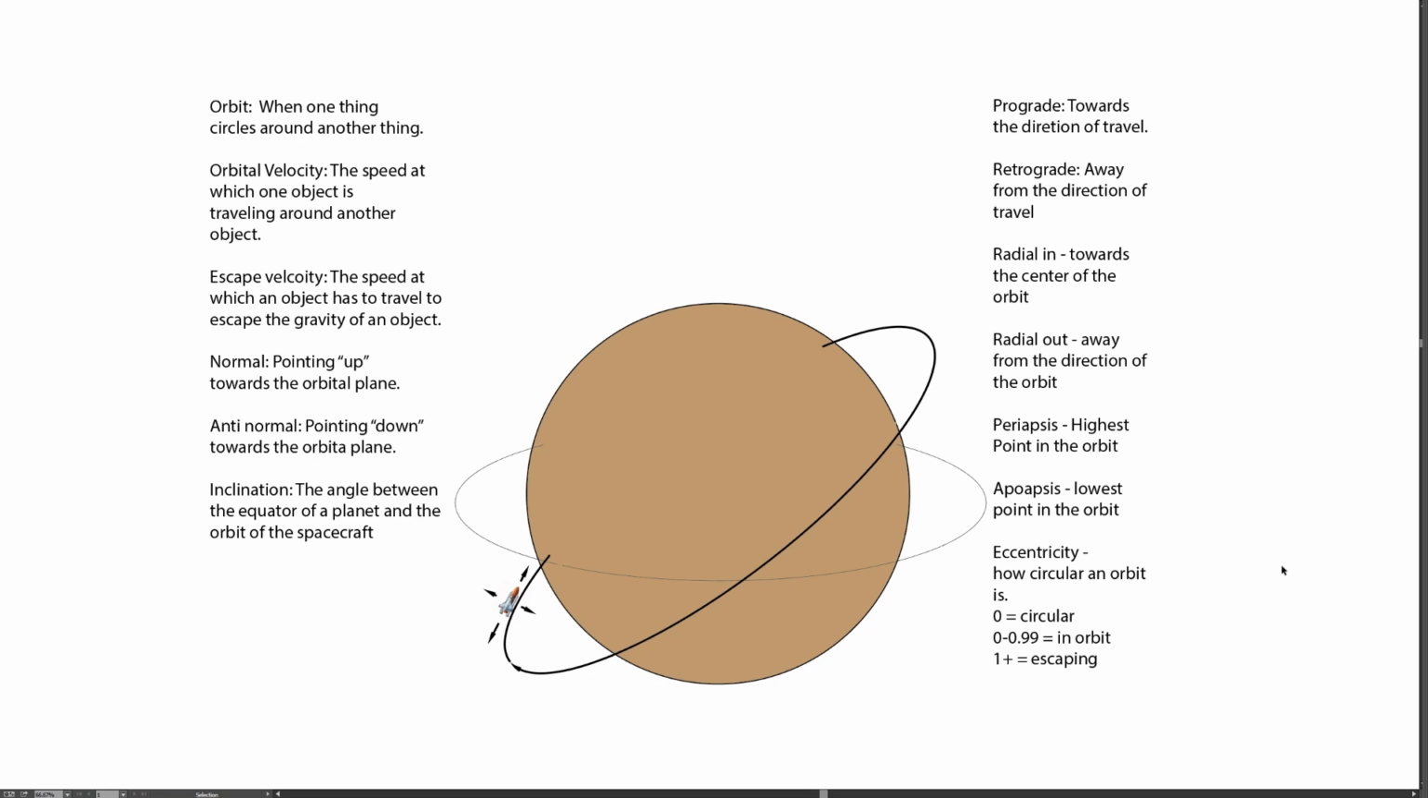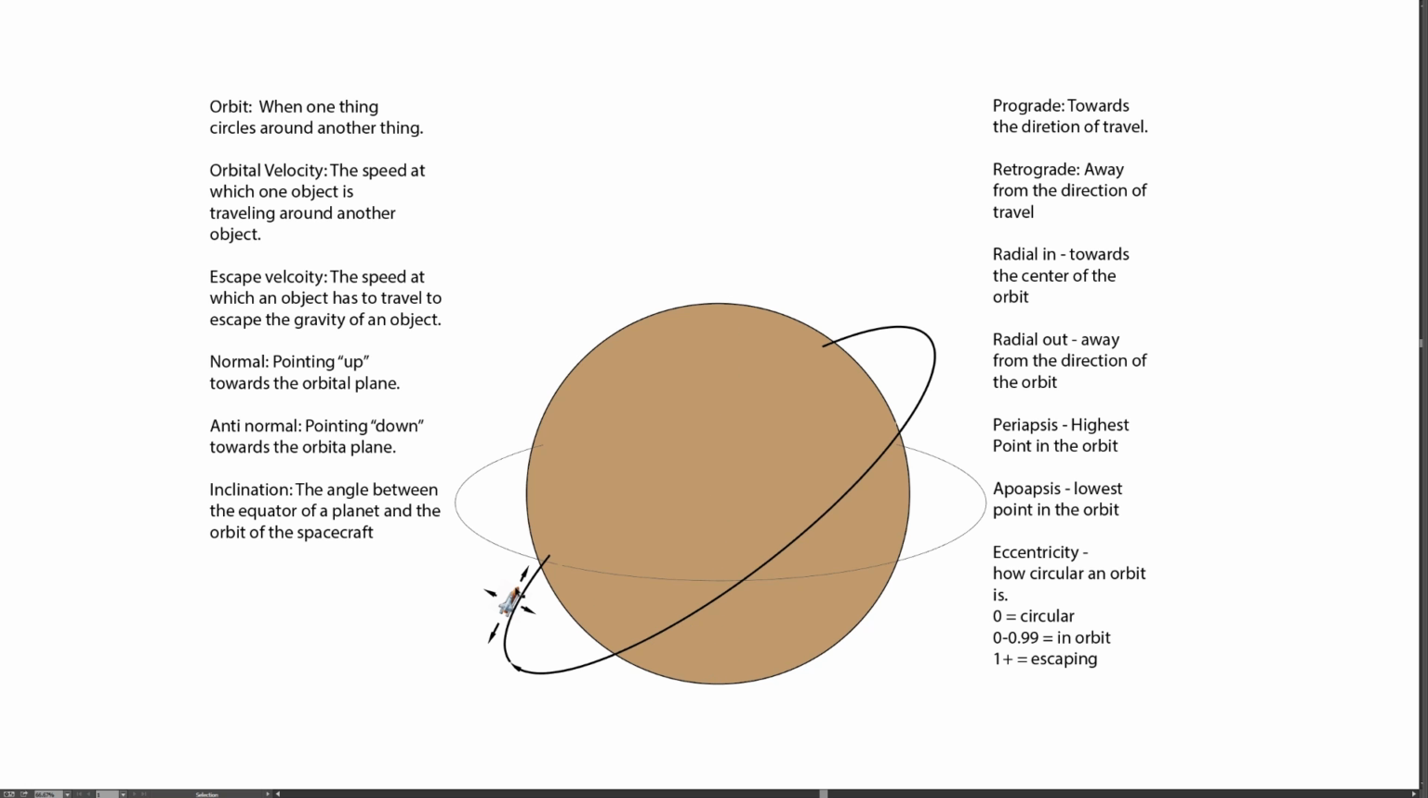Now in the real world, things are three-dimensional. So you can rotate around a sphere at varying angles relative to that planet's equator. This is called inclination. The inclination is measured in degrees. So an inclination of 0 would have the spacecraft traveling at the equator, whereas an inclination of 90 or 180 would have it traveling in a polar orbit around the poles.